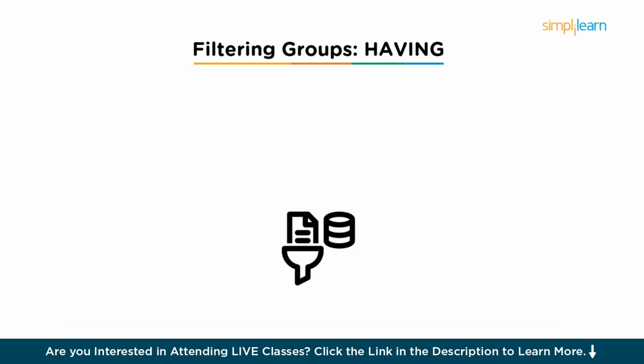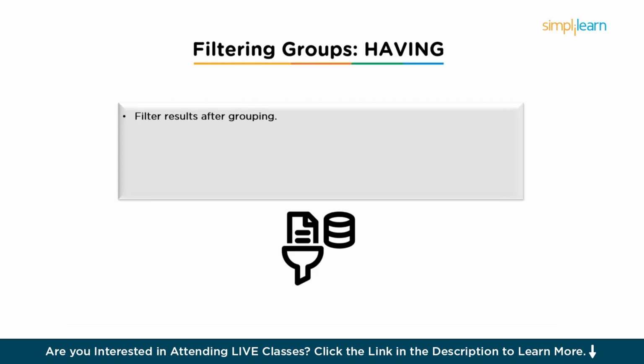You have learned that the where clause filters individual rows before grouping or aggregation takes place. But what if you want to filter the groups themselves based on the results of an aggregate function? That is precisely what the having clause is for. Having is used to filter the output of a group by clause.